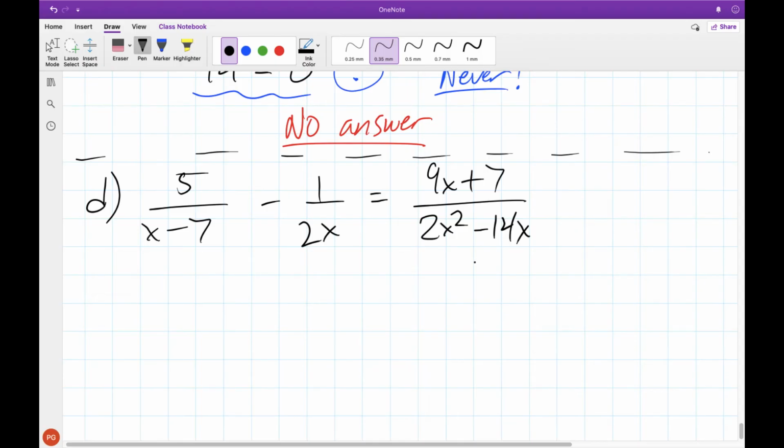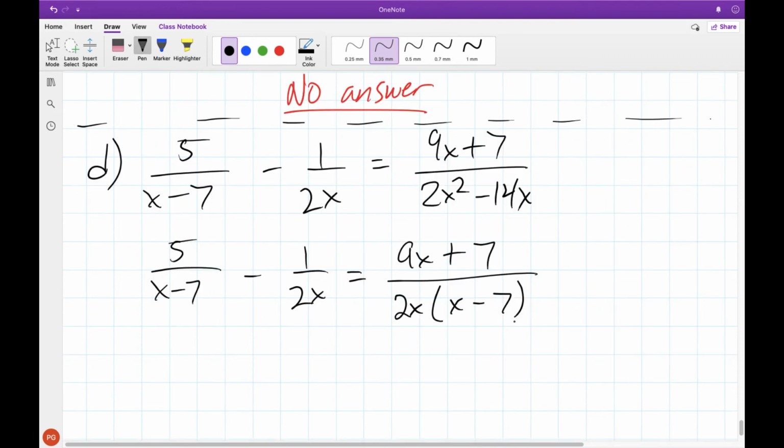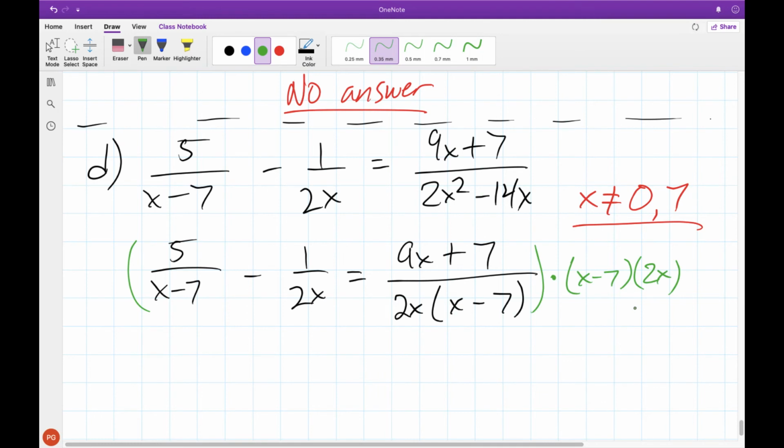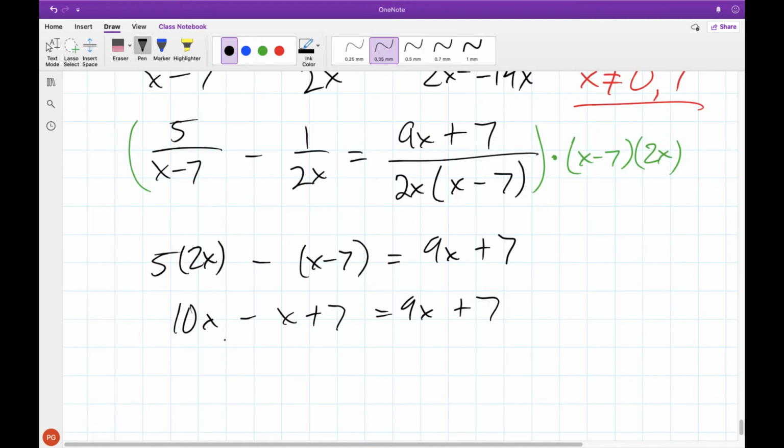Here's our last example. Again, we want to start off with restrictions, which means we need to factor this denominator over here. We have a common factor of 2 and x, which gives us this polynomial down here. This allows us to see our restrictions, that x can't be equal to 0 or 7. Like before, we want to multiply through by a polynomial. These two work really nicely because it'll get rid of all of our denominators. We can distribute and simplify. Once we distribute, we can move everything to the left side here.